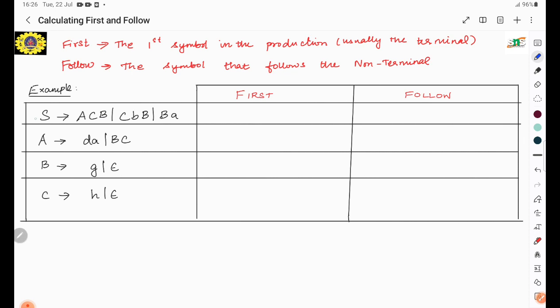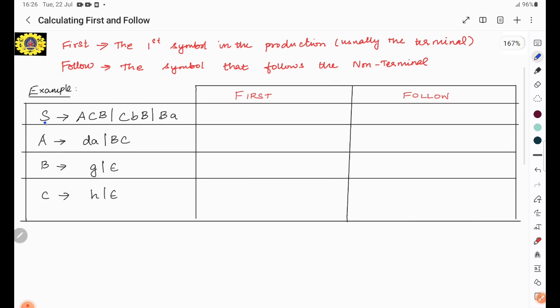So first we'll consider the starting symbol, which is S over here. For this particular capital S, we have three productions: 1, 2 and 3. First we'll consider the production which starts with capital A. In our first and follow, usually we should not have the non-terminals. Non-terminals are not allowed actually. So we will neglect this as of now. We'll skip this step as of now.